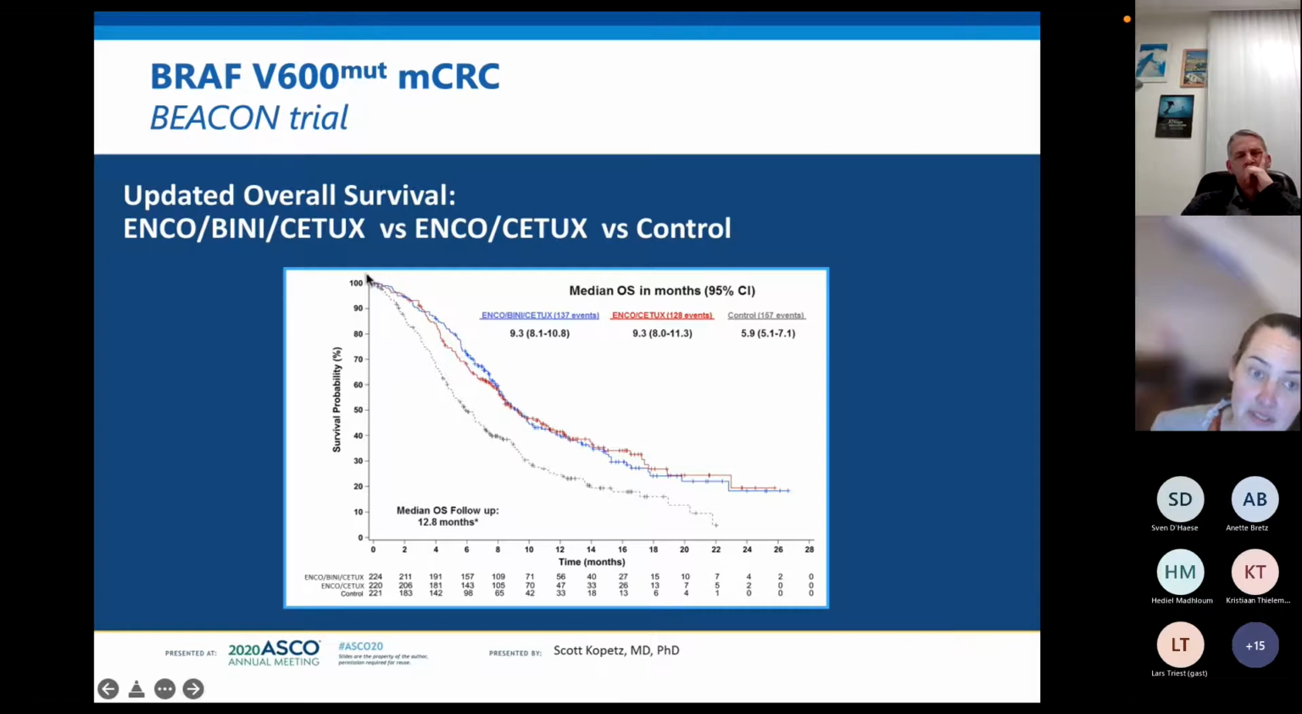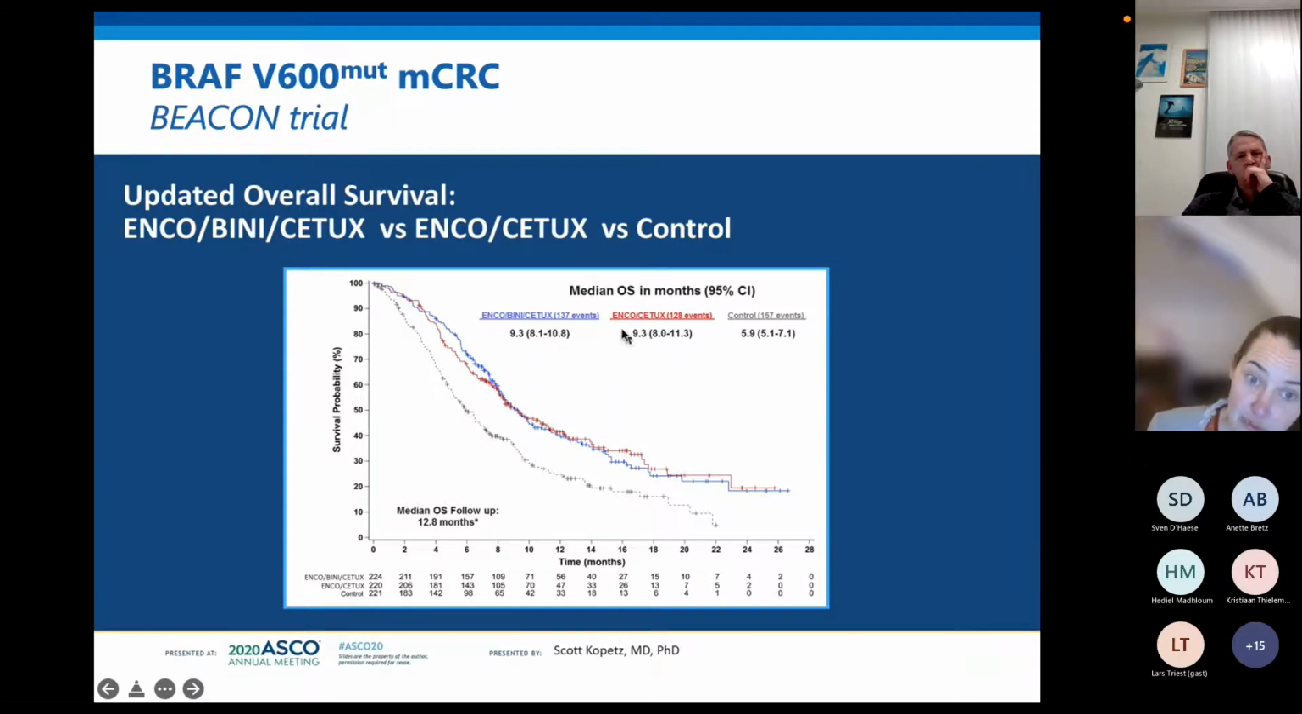And what you can see is here the control arm, which was standard of care irinotecan-based chemotherapy, so either irinotecan or FOLFIRI. And when you compare it to the targeted arms, so either the doublet in red, encorafenib cetuximab, or the triplet with binimetinib in blue, you can see a clear advantage in median overall survival with the targeted options compared to the control. There are some things to say about this.